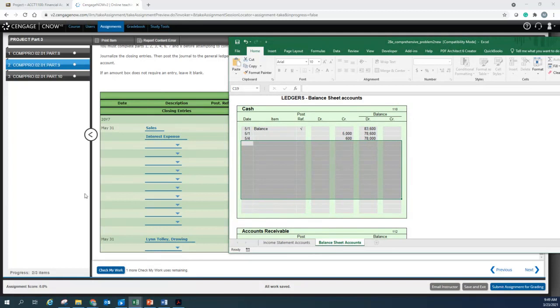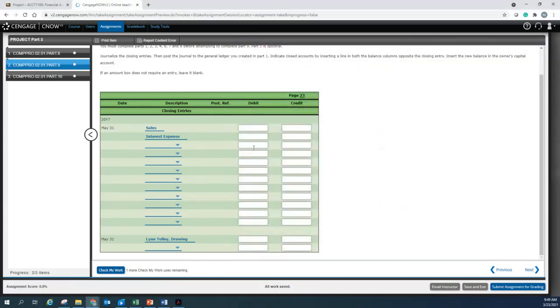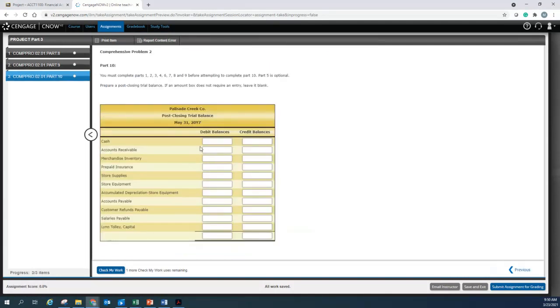or you can get it from, where else can you get it from in this instance? If you don't get it from the ledger, where can you get these balances? Someone tell me. From the trial balance in part 2, and that was the adjusted trial balance. So go back to part 2. After the due date, there's the solution. Get the balances from there. And then you do a post-closing trial balance.